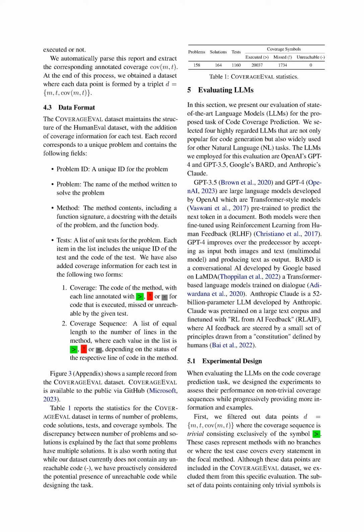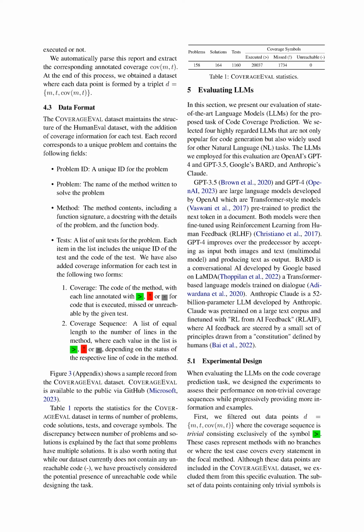GPT-3.5 and GPT-4 are large language models developed by OpenAI. They're transformer-style models that were initially trained to predict the next token in a document, and then fine-tuned using reinforcement learning from human feedback, RLHF. GPT-4 is an improvement over GPT-3.5 because it can accept both images and text as input and produce text as output. Bard is a conversational AI developed by Google. It's based on LaMDA, which is a transformer-based language model trained on dialogue.